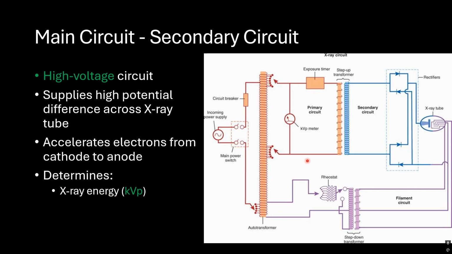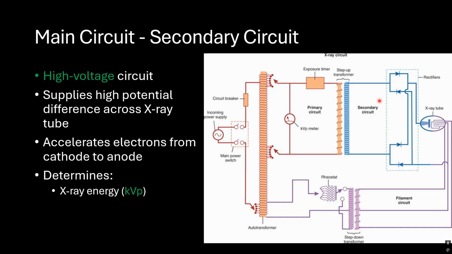Now we have the main circuit explained. First, we have the switch. When we press the switch, the auto transformer will change the voltage a little bit, and that change will have a significant change in the kVp, or the result of the kVp, because in the step up transformer it will be hugely increased.